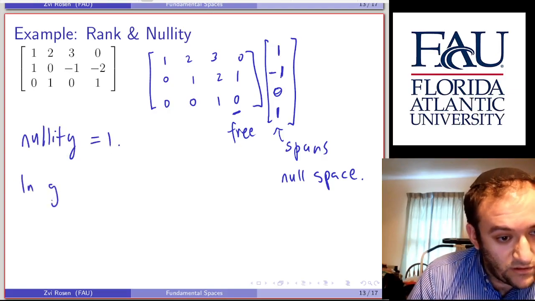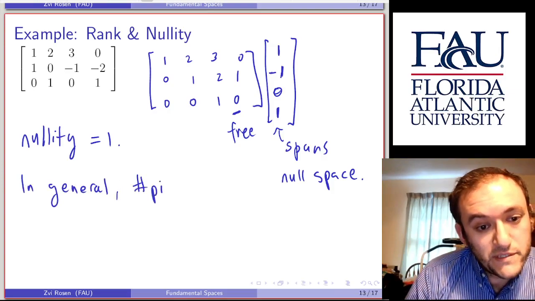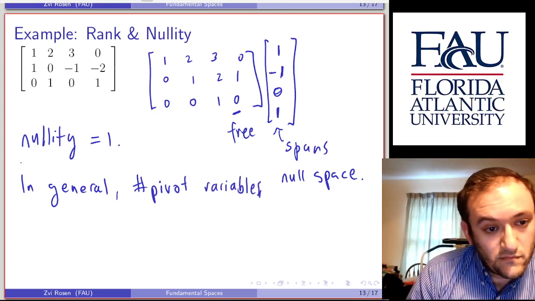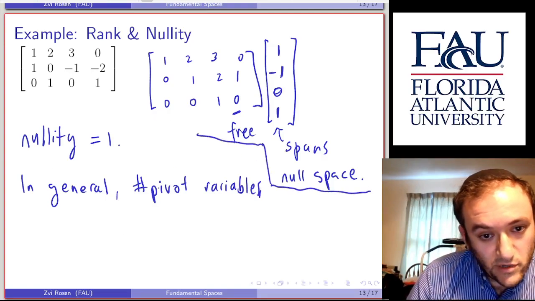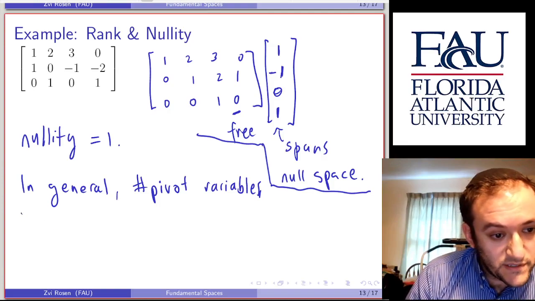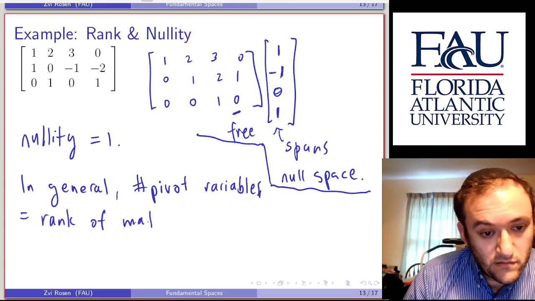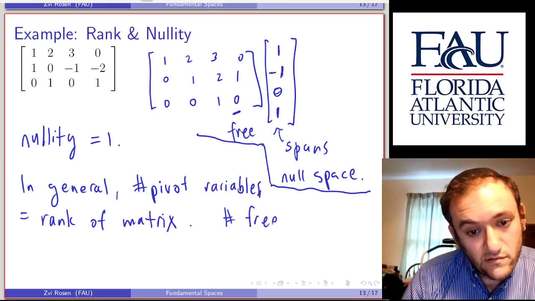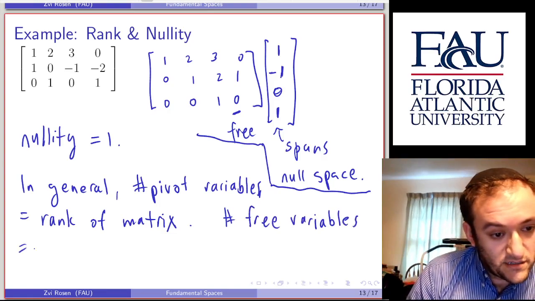So in general, the number of pivot variables is equal to the rank of the matrix, and the number of free variables is equal to the nullity of the matrix.